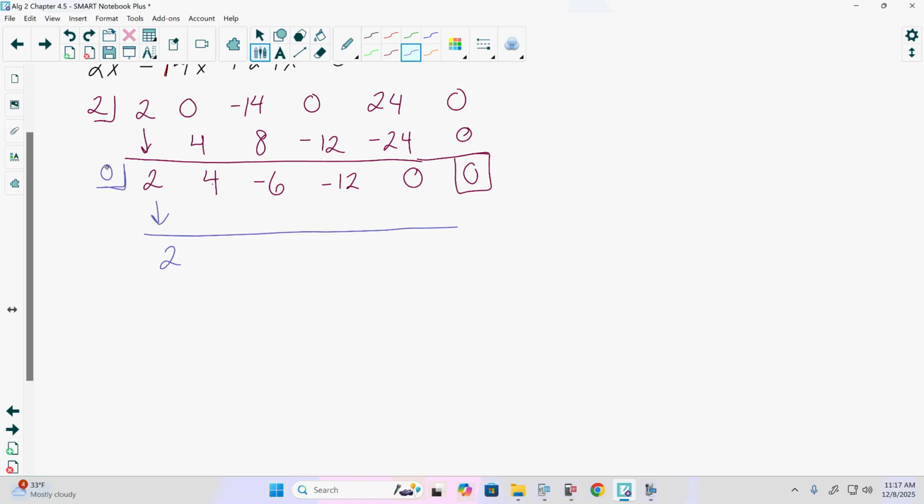Now 0 times 2 is 0. 4 plus 0 is 4. 0 times 4 is 0. -6 plus 0 is -6. 0 times -6 is 0. -12 plus 0 is -12. 0 times -12 is 0. And 0 plus 0 is 0. So it worked out.